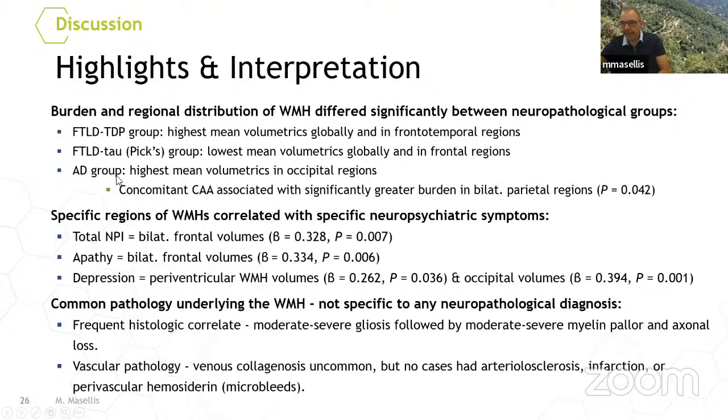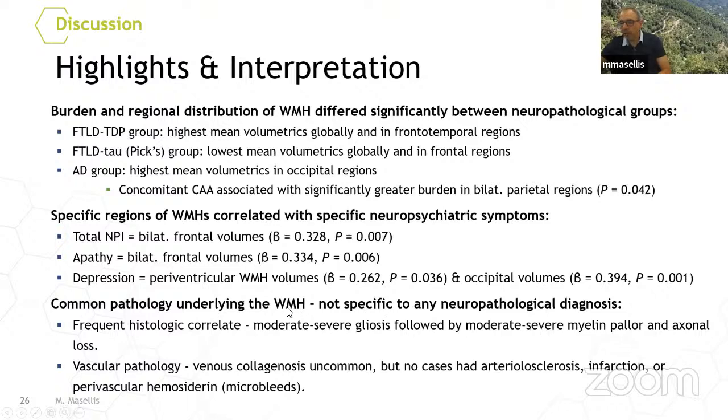When we stratified the AD group into those that had concomitant cerebral amyloid angiopathy versus those who did not, the CAA group had a higher burden in the bilateral parietal regions. And specific regions of white matter hyperintensities which correlated with neuropsychiatric symptoms included total NPI with bilateral frontal white matter hyperintensity volumes, apathy with bilateral frontal volumes, and depression with occipital volumes predominantly.